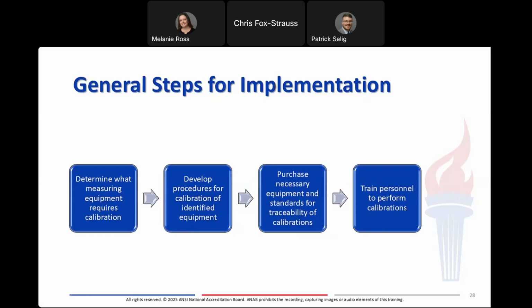The first step would be to determine what measuring equipment requires calibration. This step is important for all laboratories, for outsourced calibrations or in-house calibrations. When bringing calibrations in-house, you would develop procedures for calibration of the identified equipment. You would then purchase the necessary equipment and standards for traceability of calibrations and train personnel to perform the calibrations. Again, it is important to consider the risk and cost of each step when determining if calibrations would be outsourced or in-house.